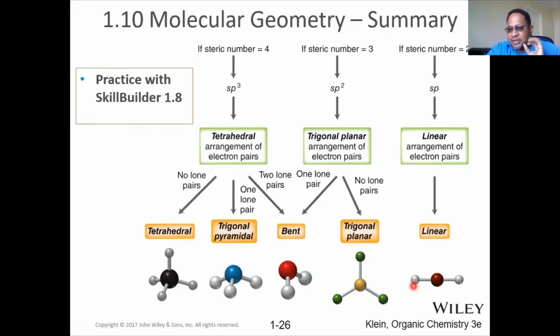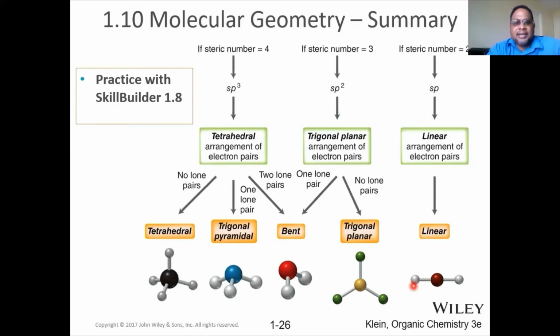So I'm just giving you guys a taste of what to expect when you read through chapter 1. It's an easy read. The Klein text is a student-friendly book, so you will not have any problems reading it. Is that so far so good, guys? In terms of a quick summary of chapter 1? Any questions? So far so good?